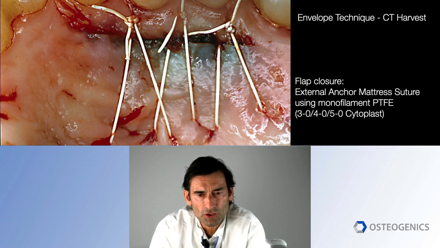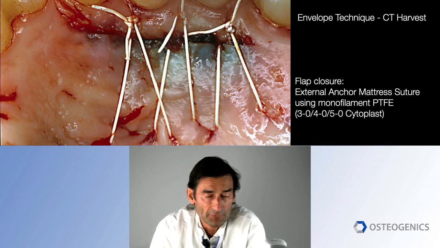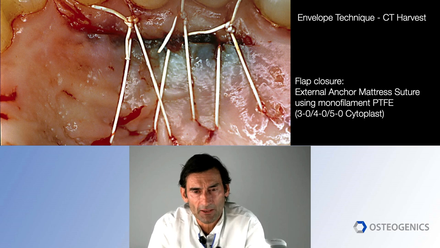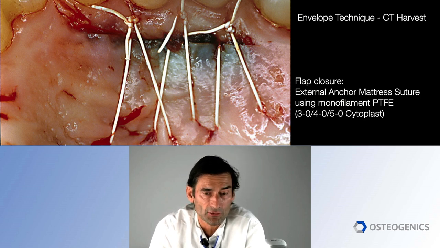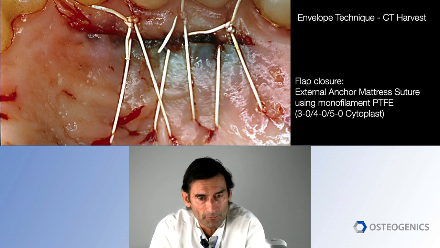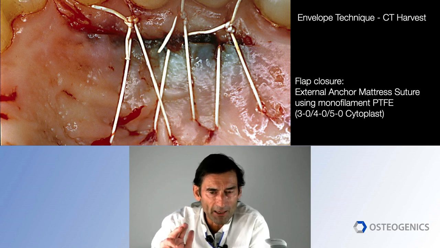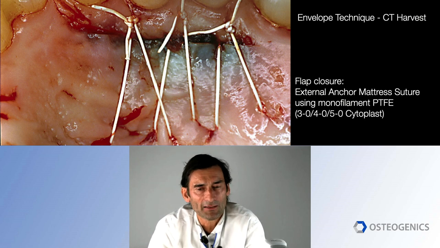And I'll just show you. First of all, locate the incision. You see the horizontal incision there? And you see already my PTFE sutures. And there are several videos of this connective tissue harvest, by the way, in our guide video library, so you can review this on your own time. But I'm calling this an external anchor mattress suture, or you could call it an external anchor compression suture, because what it does is compress the flap to the underlying periosteum.